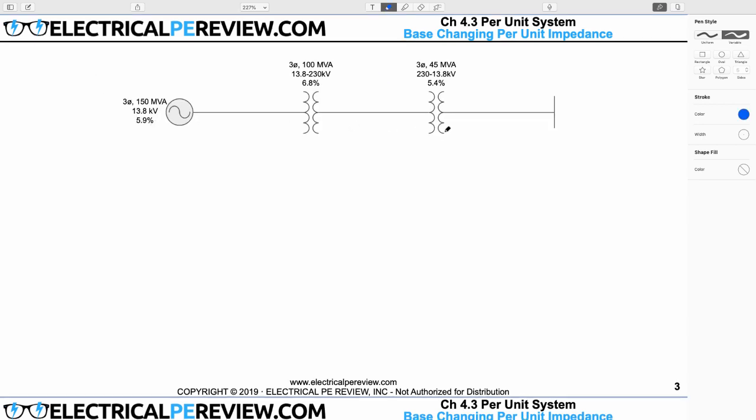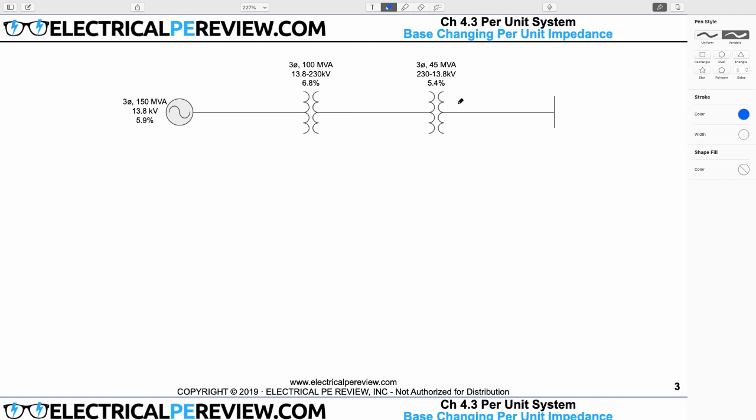On your screen is a three-phase transmission line represented by this single line diagram here. We've got a three-phase 150 MVA rated generator with an output rating of 13.8 kV and a percent impedance of 5.9%, feeding a step-up transformer three-phase rated for 100 MVA with a 13.8 kV to 230 kV voltage rating and an impedance of 6.8%.